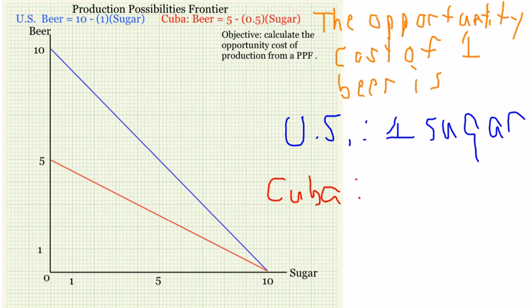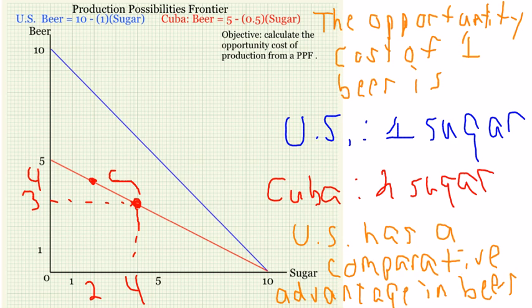Next, we do the same thing for Cuba. We say if they produce 1 more beer, how much sugar do they give up? And again, we can start anywhere, but let's say we start here where Cuba is producing 3 beer and 4 sugar. And if they get 1 more beer, that means they're going up from 3 beers to 4 beers, and they're going from this point to that point, which means they're going from 4 sugar to 2 sugar, and thus they're giving up 2 sugar. So for Cuba, the opportunity cost of producing 1 beer is 2 sugar.